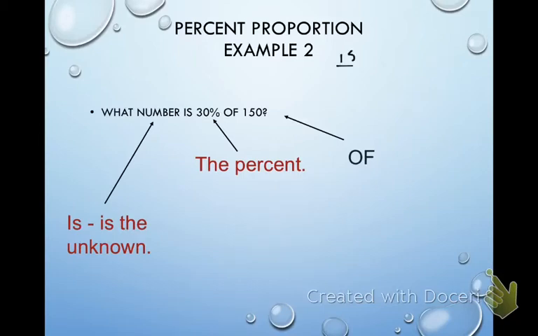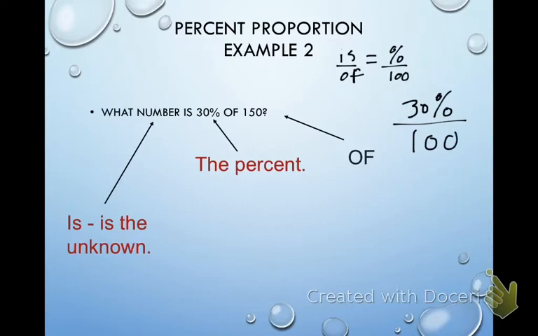Remember, it's is over of equals percent over 100. So let's go ahead and plug in our numbers. That's going to be simple. We've got 30%. We have that number in there. Remember, it's always out of 100. Is, it says what number is. That means we don't know what that is, so it's going to be x and simply of 150. What do we do? Well, you simply cross multiply.